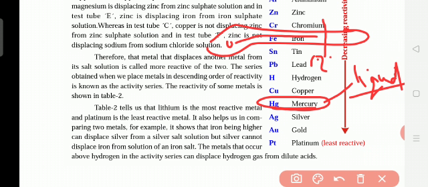Why is mercury used to measure the temperature? Because mercury always stays at room temperature. Room temperature means what? 32 degrees Celsius. If not 32 degrees Celsius, the room temperature.